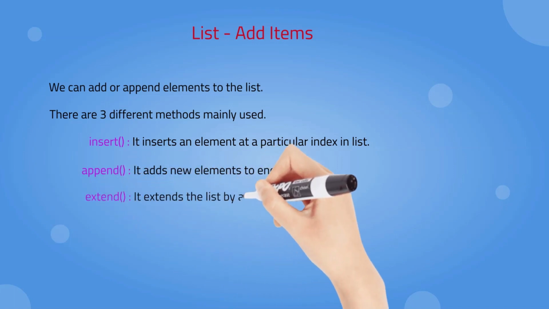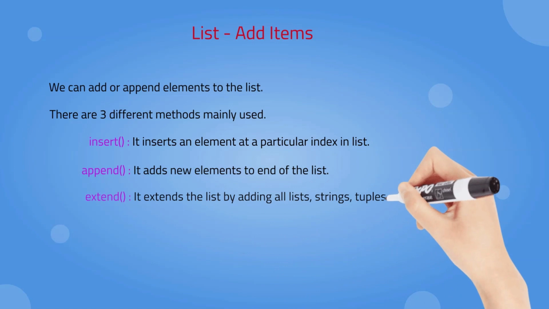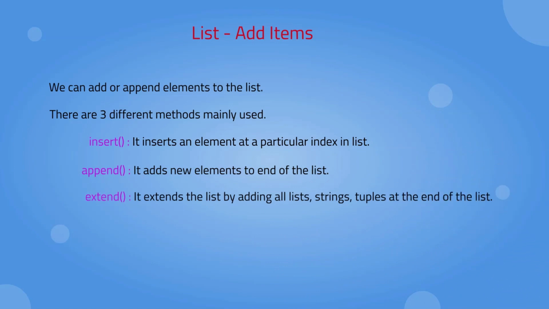Third is the extend method. It extends the list by adding another list or string or tuple at the end of the list. Means one list can be added at the end of another list to extend it.